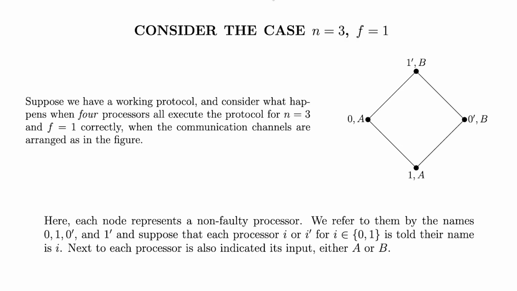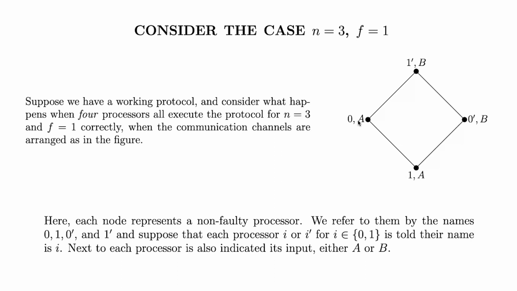So each node here is a different processor. This is processor 0. This is processor 1. But this is processor 1 down here. This is processor 0 prime and processor 1 prime. We're going to suppose that if you're 0 or 0 prime, you're both told that your name is 0. Whether you're 1 or 1 prime, you're both told that your name is 1. So we know they're different processes, but they don't. As far as they're concerned, they've got the same names as each other. And the A and B there, that's just their inputs. So processor 0 has input A, processor 1 prime has input B, processor 1 has input A, and so on. Okay, so is that clear?